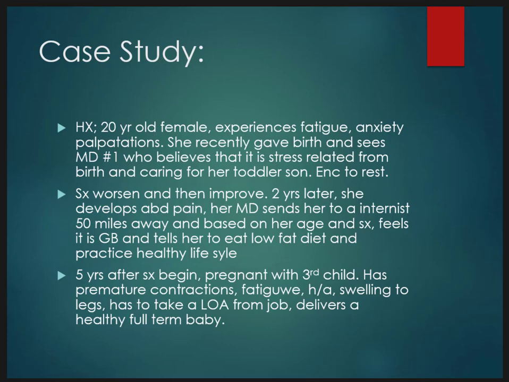5 years after her symptoms initially began, she becomes pregnant again with her 3rd child. And with this pregnancy, she has some issues with premature contractions. She has fatigue, headaches, swelling to the legs. She has to take a leave of absence from her job because she doesn't have the energy to do what she needs to do, along with the premature contractions. But bed rest has helped her to achieve a full-term pregnancy, and she delivers a new baby.